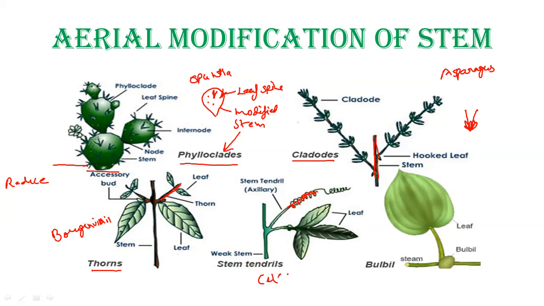Example, cucumber, watermelon, etc. Bulbil is also an axillary bud, becomes swollen and stores food. Okay, example is Dioscorea. And these bulbils have the capacity to regenerate. If they fall upon earth, soil, they give birth to a new plant.